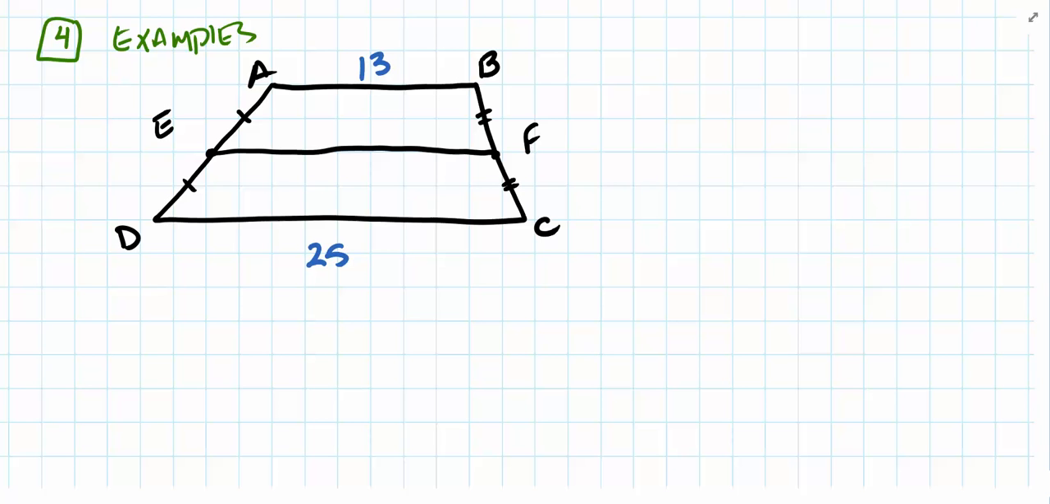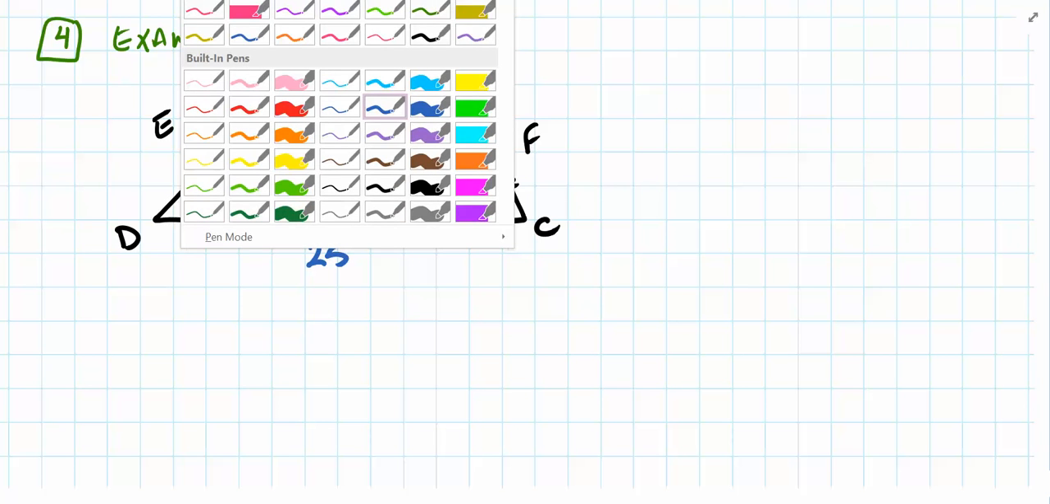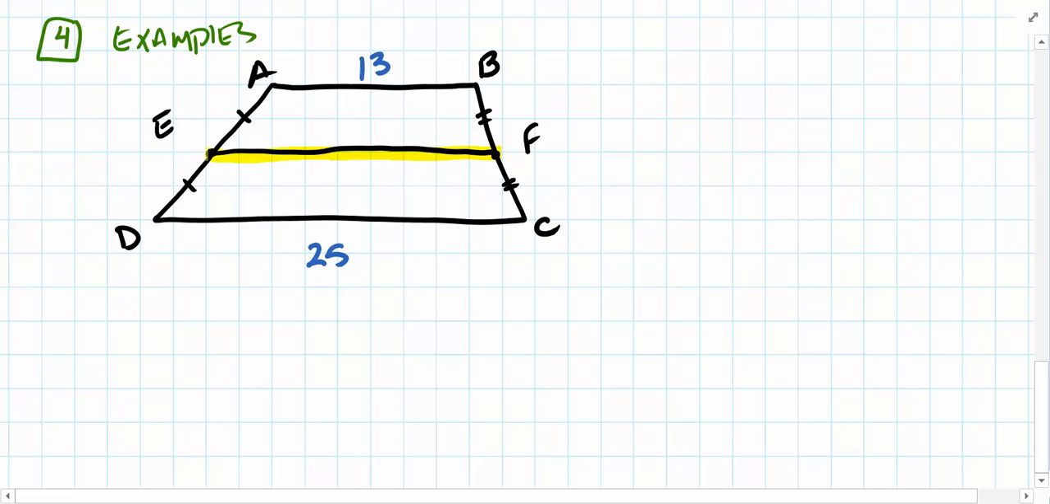The question I have for you is, how do you know that that is the median? There's something in the picture that gives that away. The 2 midpoints. Notice that, how do you know F is the midpoint of BC? Because they're each marked congruent. And then how do you know E is the midpoint of AD? For the same reason. So therefore, the segment that joins the midpoints has to be the median.